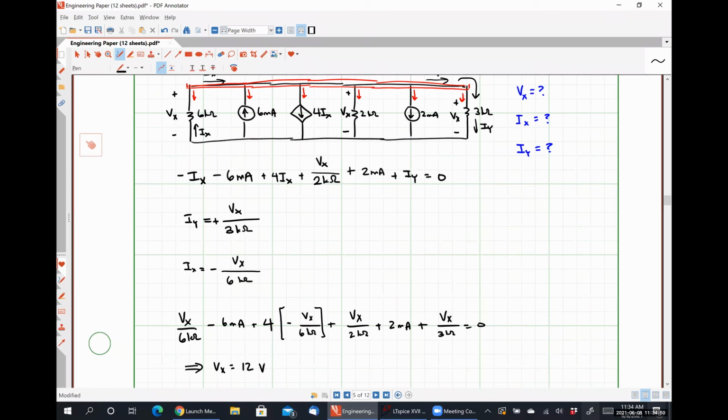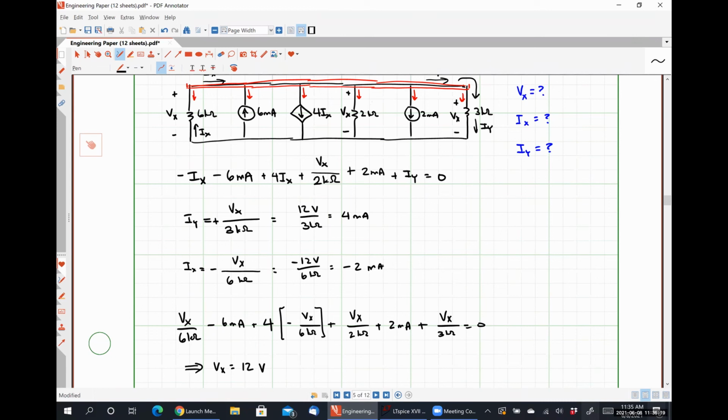From here, we simply substitute Vx into our equations for Ix and Iy. So that's going to be 12 volts over 3 kilo ohms, which is 4 milliamps. And here we have negative 12 volts over 6 kilo ohms, which is negative 2 milliamps. And we're finished. We've solved for all 3 unknown quantities.